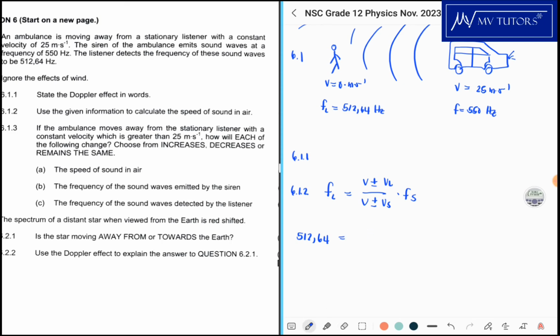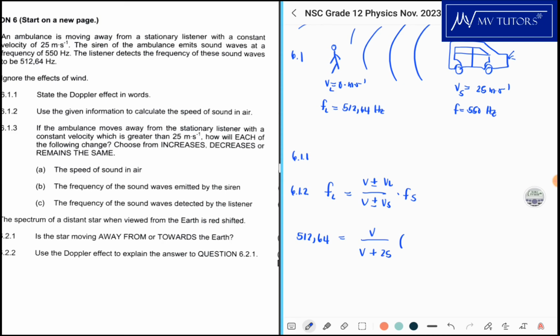So leave it at that. And then in the denominator, we're going to use a plus or a minus. Remember, if the source is moving towards the listener, it is a negative. But if the source is moving away, then it is a positive. So the source is moving away, so we're going to use a positive. And then the speed of the source is 25 meters per second.